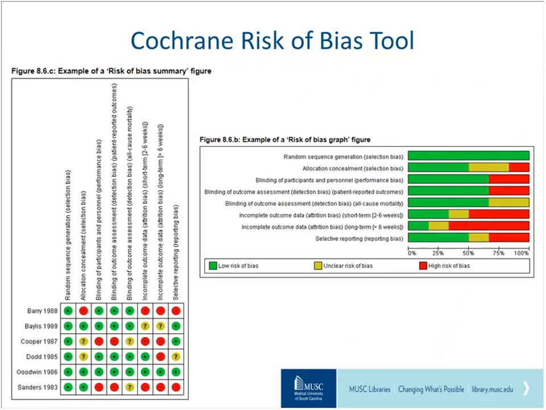And one tool I want to make sure that you are aware of and that you've seen, I'm sure, in your search processes is the Cochrane Risk of Bias tool. What you see here are the 2 different figures that come out of using that tool. It's very commonly found in systematic reviews of randomized controlled trials. They look at very specific factors and then rate them on a scale of low risk, which is green, unclear risk, which is yellow, and high risk, which is red.